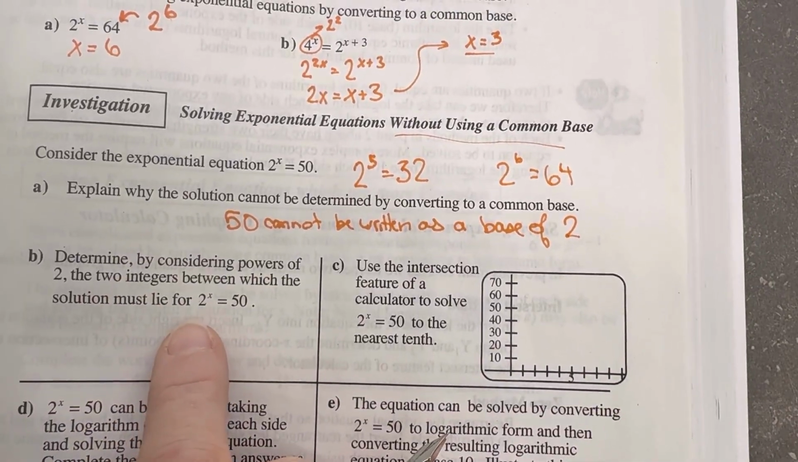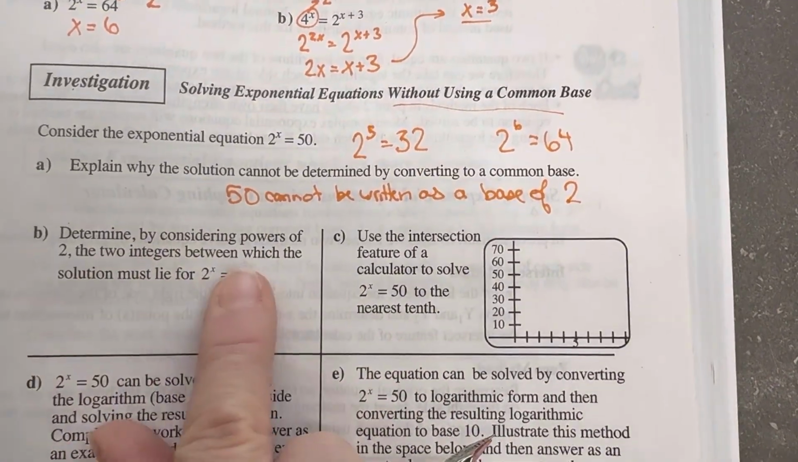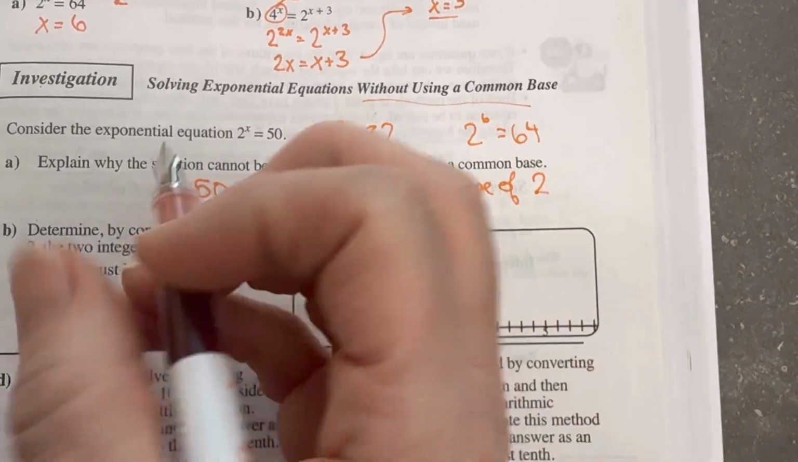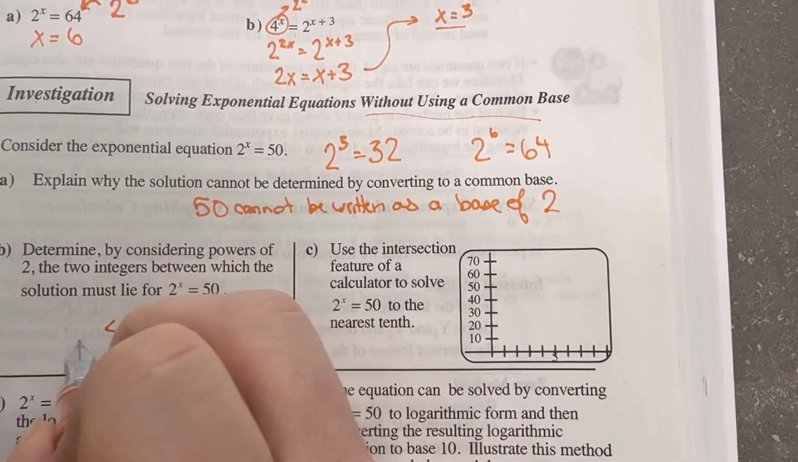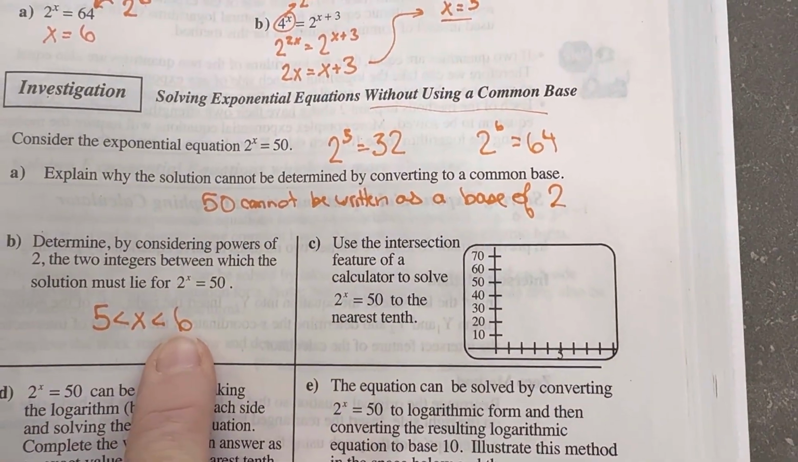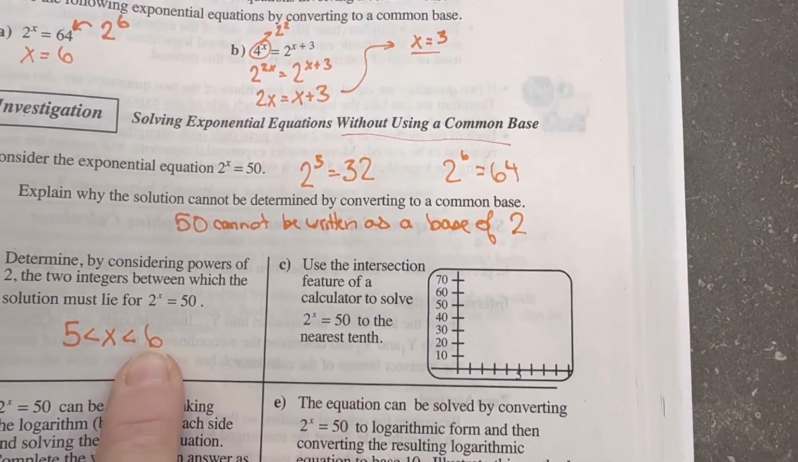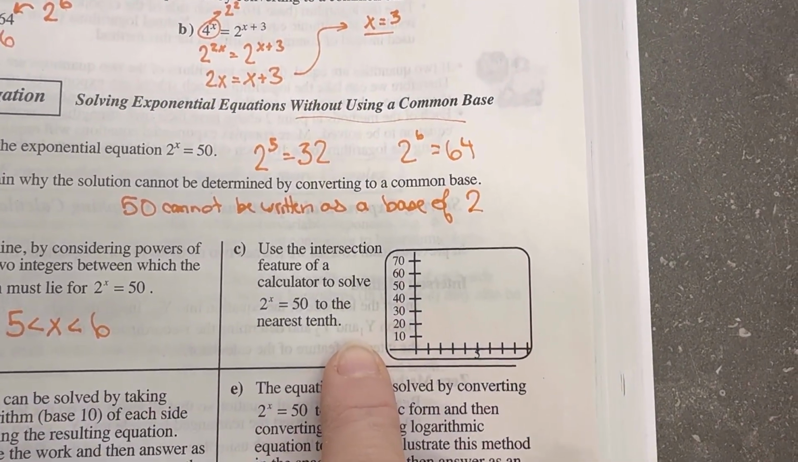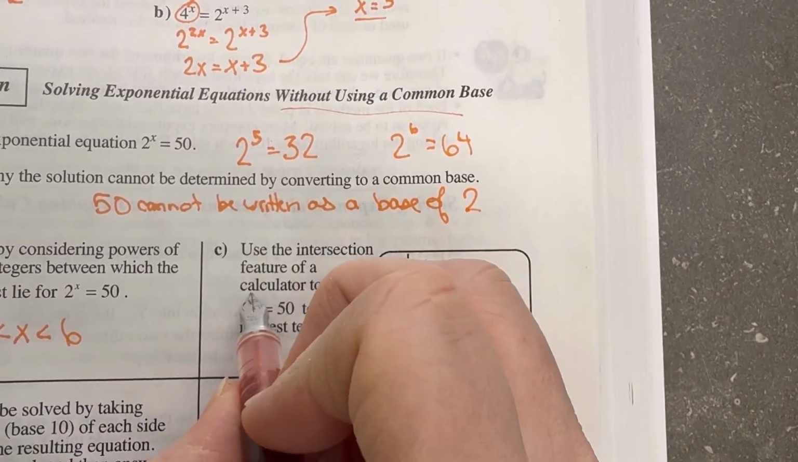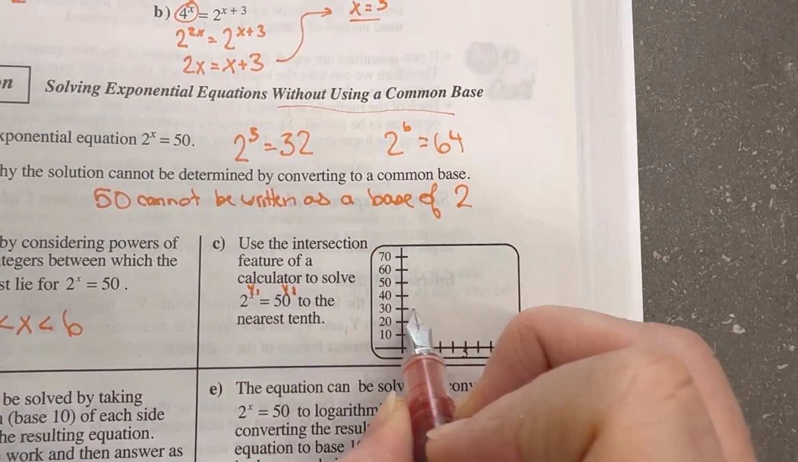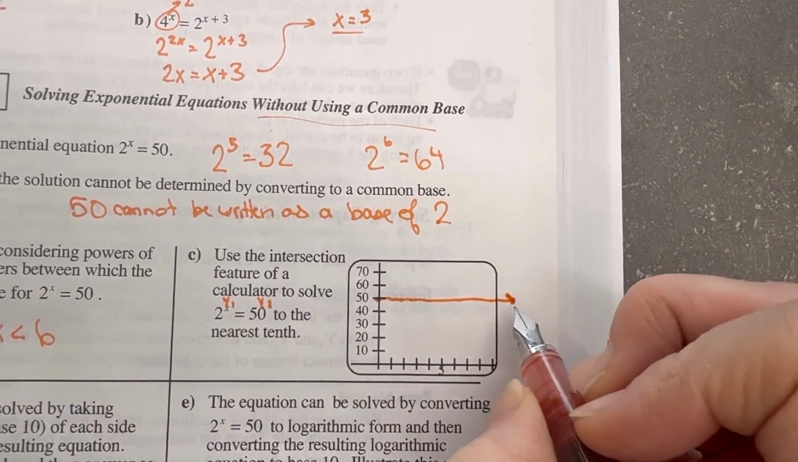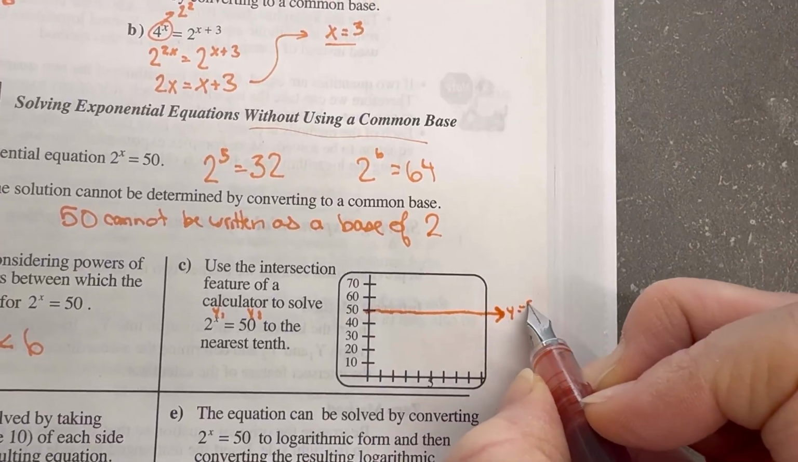So determine by considering powers the 2 integers between which the solution must lie. Well, the solution must be between 5 and 6. So this is saying that x has to be greater than 5, but less than 6. Using the intersection feature of your calculator, solve. So you're doing y1, y2. y2 is going to be that line right there, so y is equal to 50.